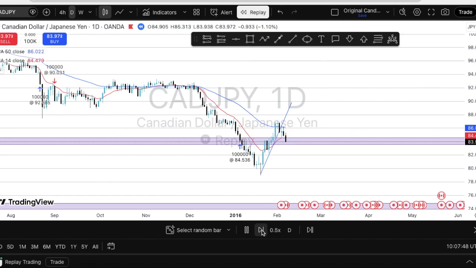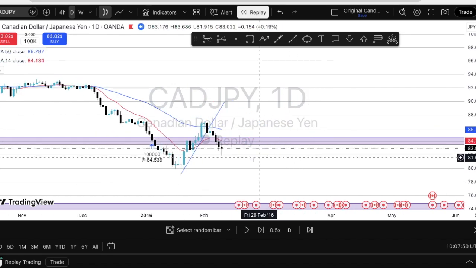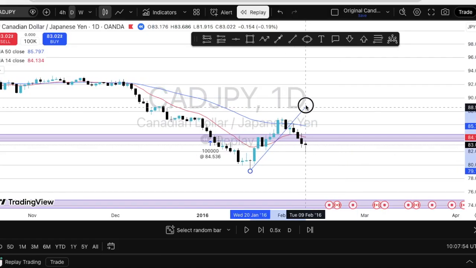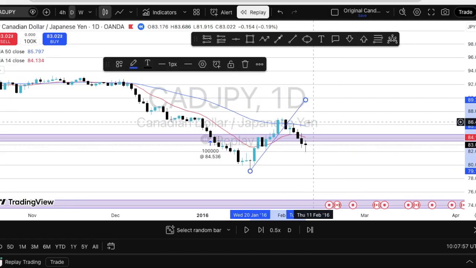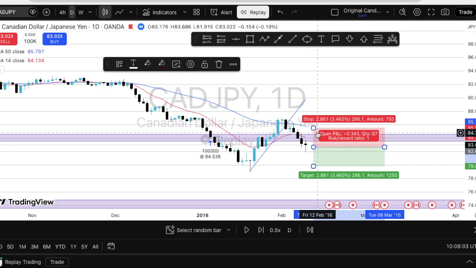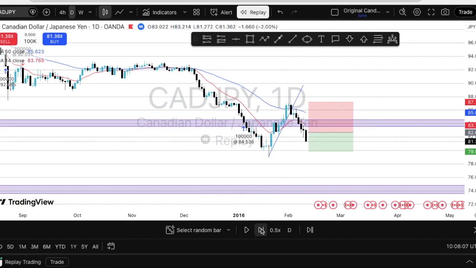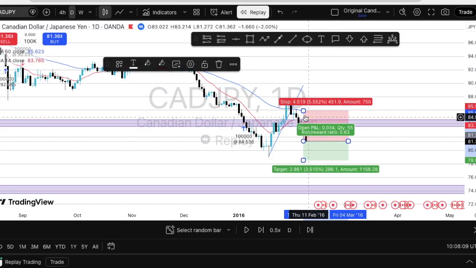Let's see. Okay, the market's come back to be bearish. Let's see what's going to make the market bearish. We have our moving average supporting the market. We have this low here, so the market will be bearish after it creates this low. So let's see what the market does. Okay, the market is bearish.